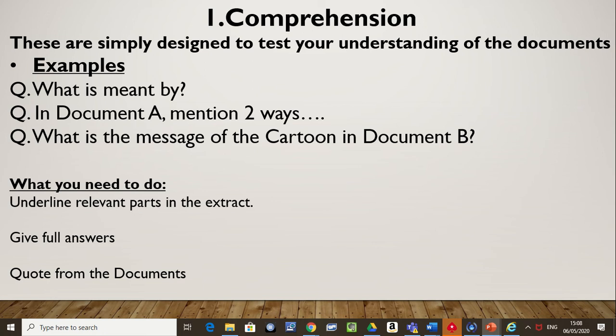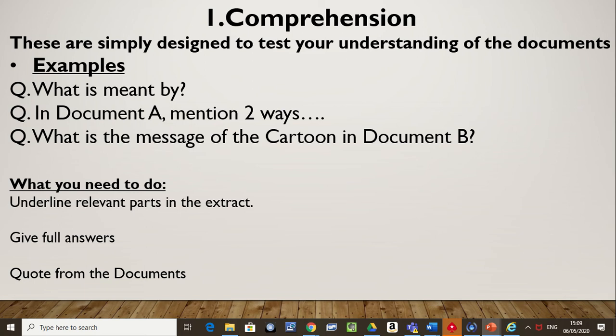Now, to answer these questions, very, very straightforward. What do you need to do? Well, the first thing you need to do is underline the relevant parts in the extract, okay? So when you read your questions and then go to read your extract, underline any parts in the extract that relate to any of the questions, okay?